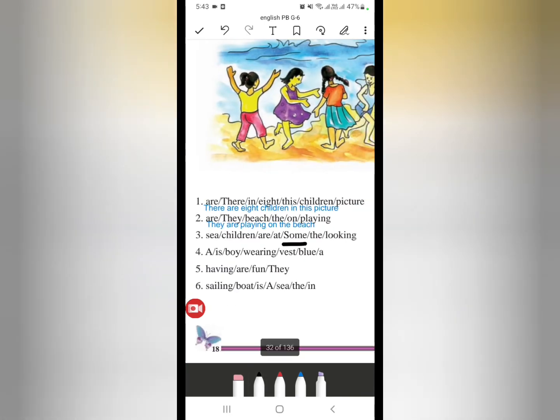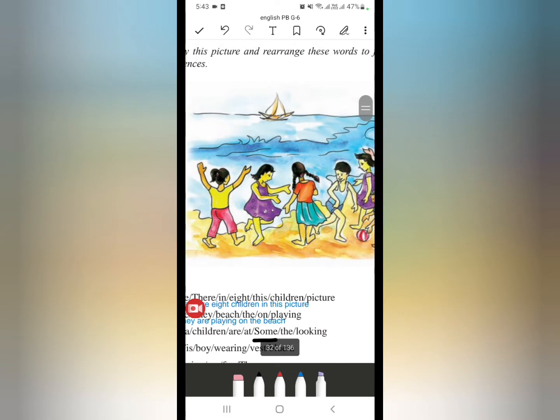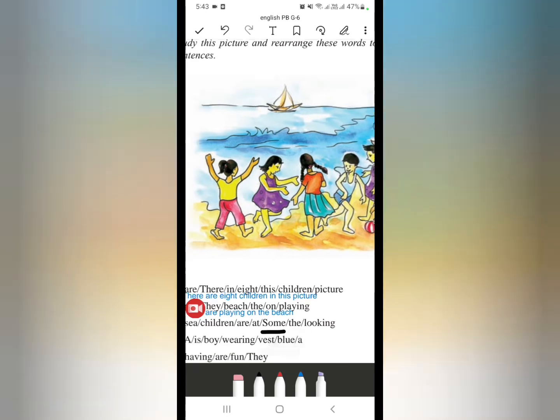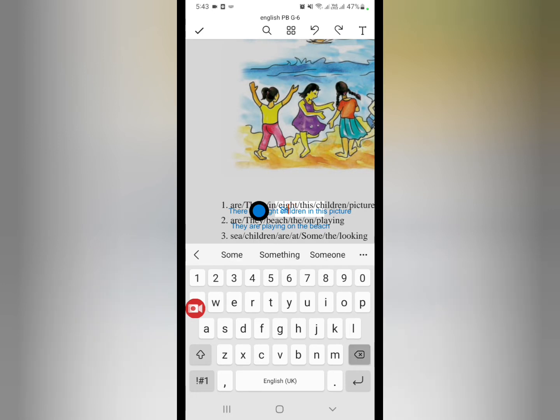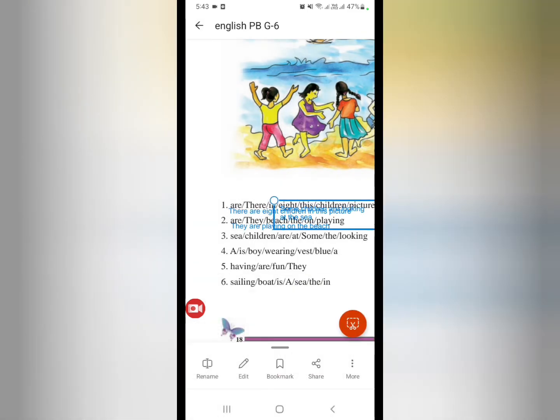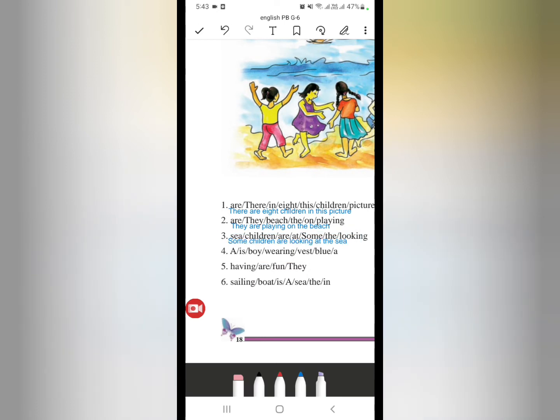Okay. Now, some children are looking at the sea. I said some are playing and some are looking at the sea. I said that sentence when I was describing this picture. Okay, now I will write it. Some children are looking at the sea. Okay, then we will go to the fourth one.